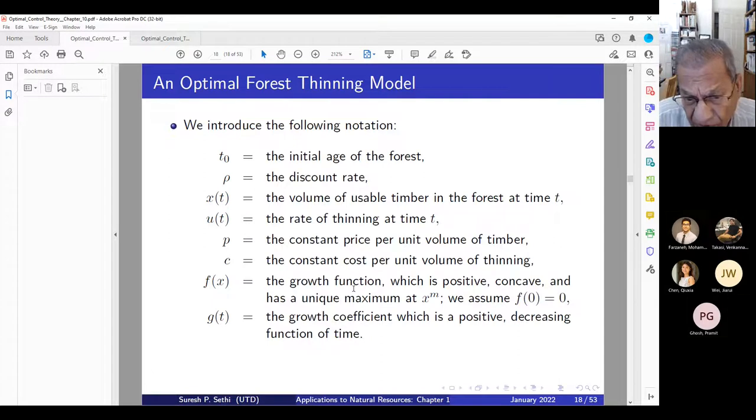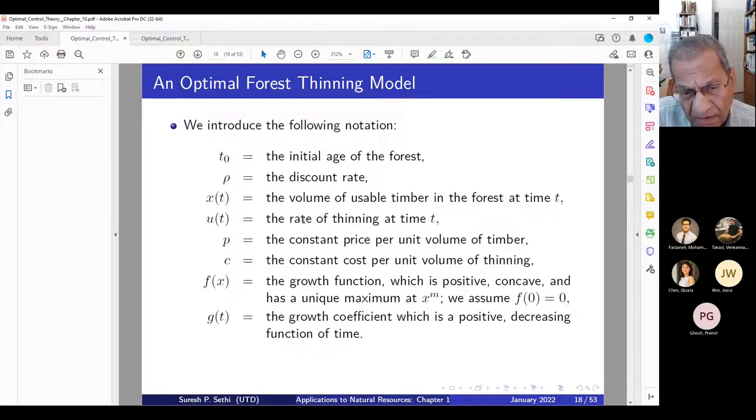f(x) is the natural growth rate of the function. I will talk a little bit more about that. And g(t) is the growth coefficient, which is a decreasing function of time. As timber gets older and older, there is another dynamic over time. It's like people are getting older and they have different health issues. People have studied that in terms of forests, so we're going to talk about that.